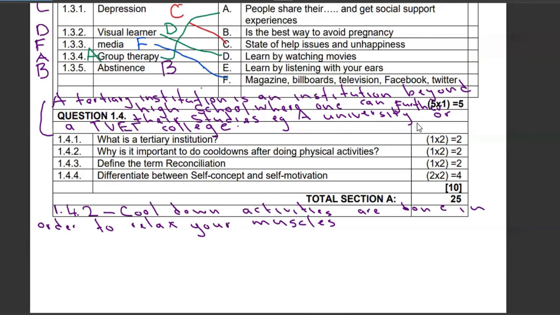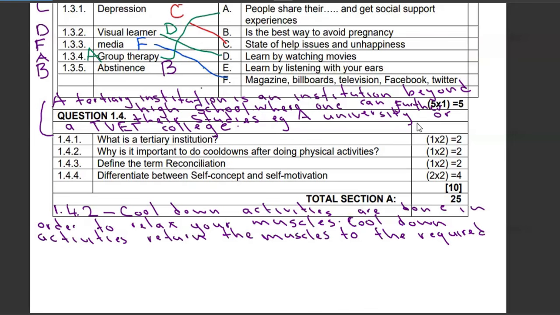And they retain the muscles to the required resting length. So after physical activities, your muscles need to return to their normal length. Then it also lowers the heart rate. Cool down activities return the muscles to the required resting length.